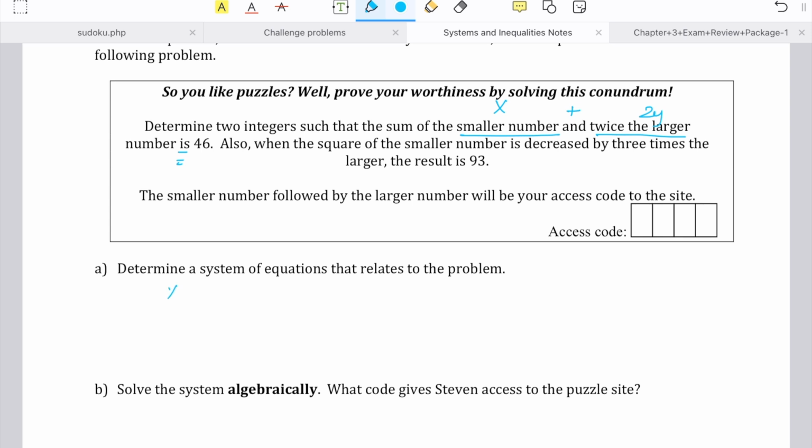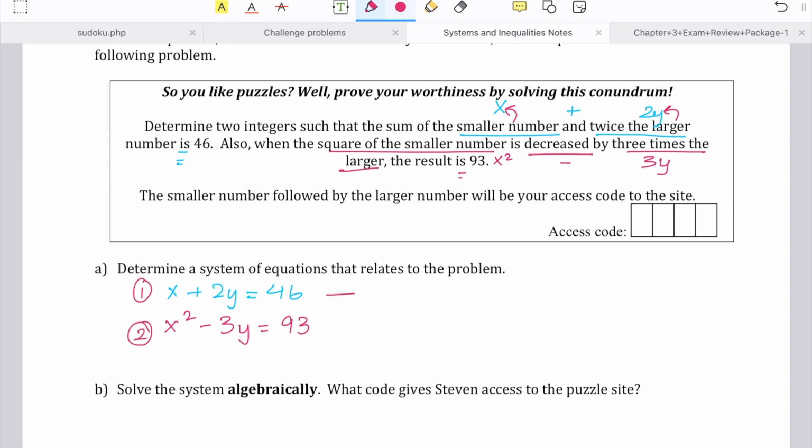So x plus 2y is equal to 46. And then it says the square of the smaller number is decreased, which means minus 3 times the larger number, 3y, is equal to 93. So x squared minus 3y is equal to 93. Now, I can either use substitution or elimination to solve this question. Remember, my smaller number is x, and my larger number is y. So this is my first equation, this is my second equation.